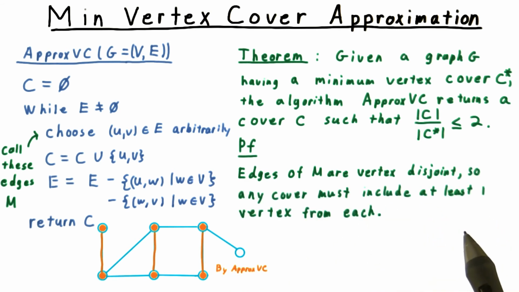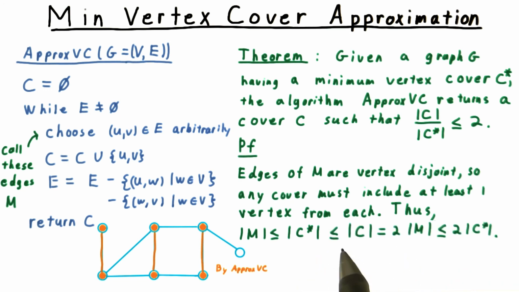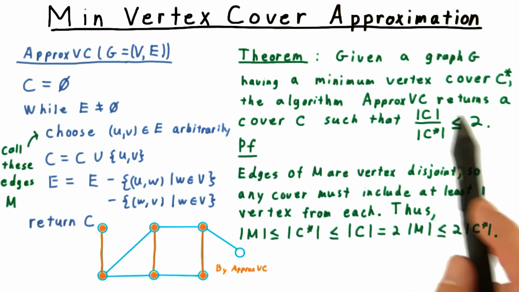That means that in order to cover just this set of vertices, any vertex cover must include at least one vertex from each of these. Therefore, the size of this set M is a lower bound on the size of the minimum vertex cover, C star. Since C star is a minimum cover, the set C chosen by the algorithm can only be larger. It is of size twice M, which is at most twice C star, as we already argued. Dividing through by C star here then gives the desired result.